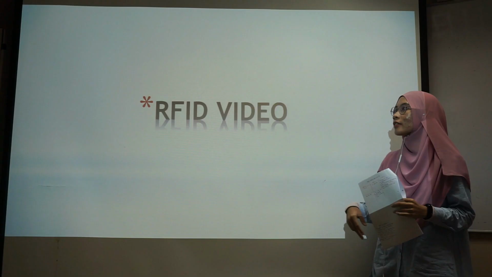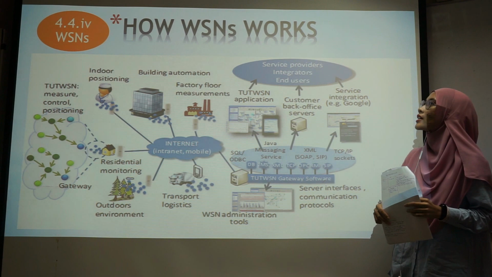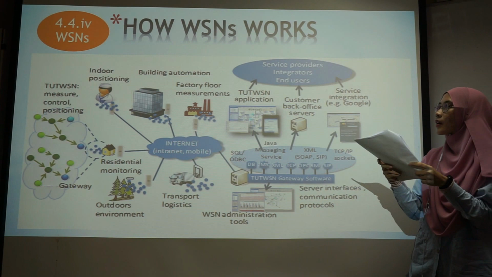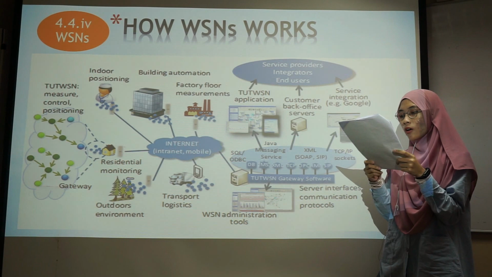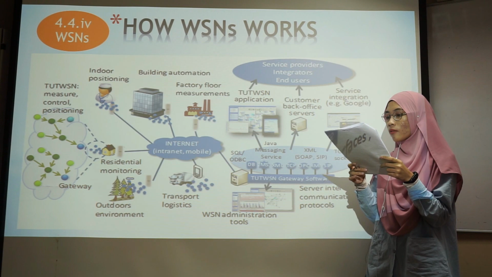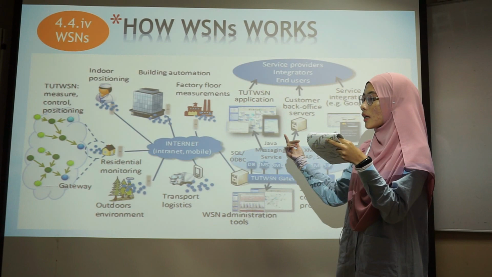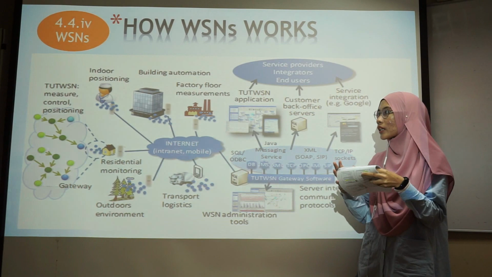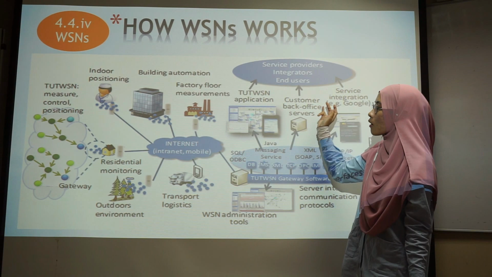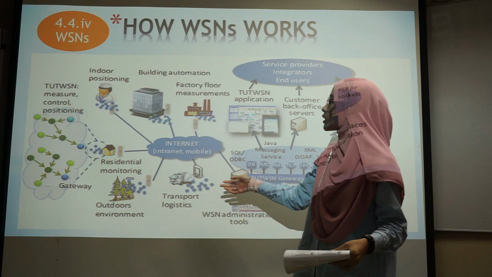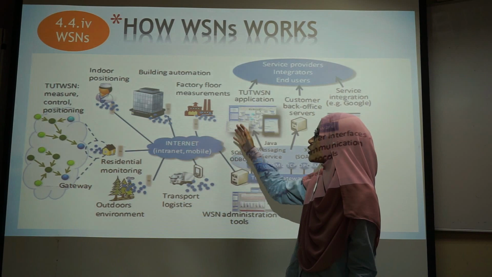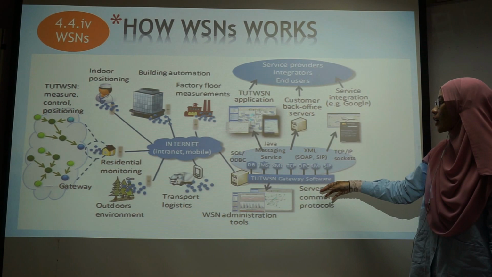Next. This is how WSNs work. WSN stands for Wireless Sensor Networks, which is a network of hundreds or thousands of interconnected wireless devices embedded into the physical environment to provide measurements of many points over large spaces. They are used to monitor building security, detect hazardous substances in air, and monitor environmental changes, traffic or military activity. As you can see here, WSNs are used over a large range, such as indoor positioning and building automation. They use the intranet, and it connects to gateway software and other software.